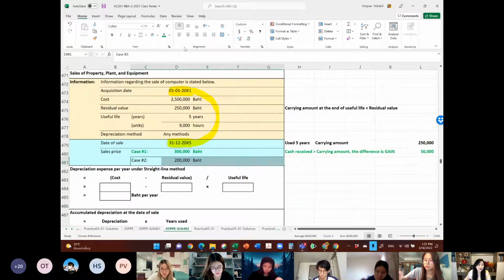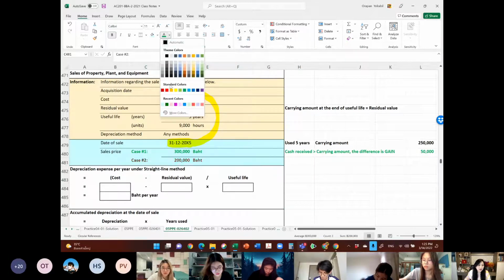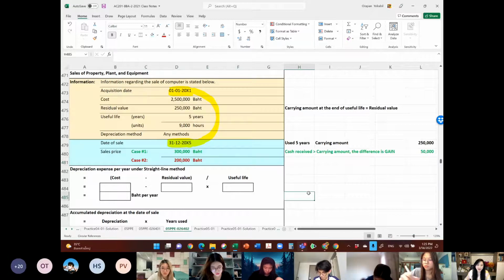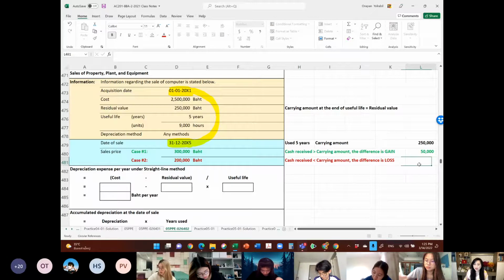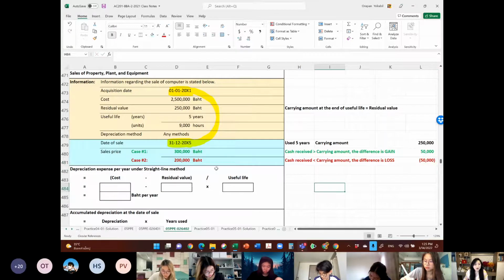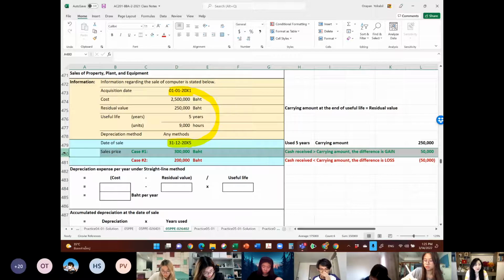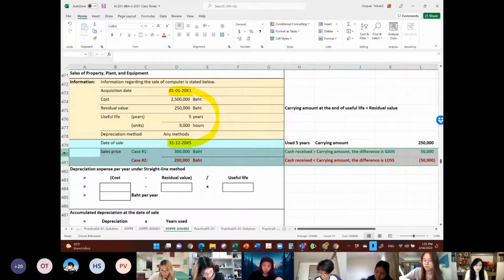Now, opposite to that, suppose that you have a cash receipt of only 200,000. It's going to be a different case. Cash receipt is less than the carrying amount, so it's not going to be good for the company. In this case, you would have a loss instead of the gain. So in case number one, you have the gain for 50,000, and in case number two, you have the loss for 50,000. The calculation is really simple and straightforward.